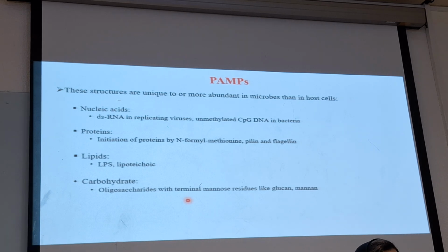Because of these differences between PAMs on pathogens and the structures in our body, PAM recognition receptors in the innate immune system can differentiate between self structures and PAM molecules on pathogens. They only recognize PAMs on pathogens, and they don't recognize our self proteins or self lipids.